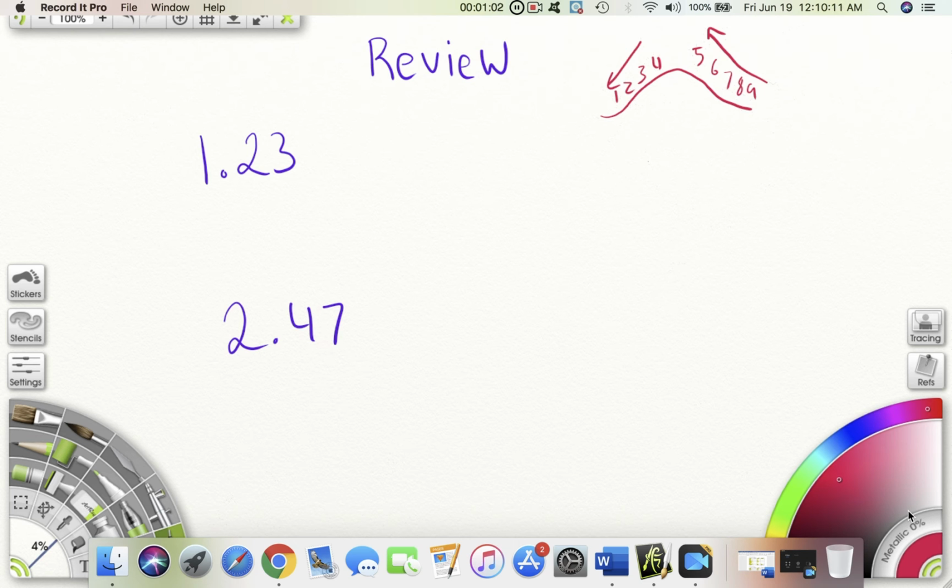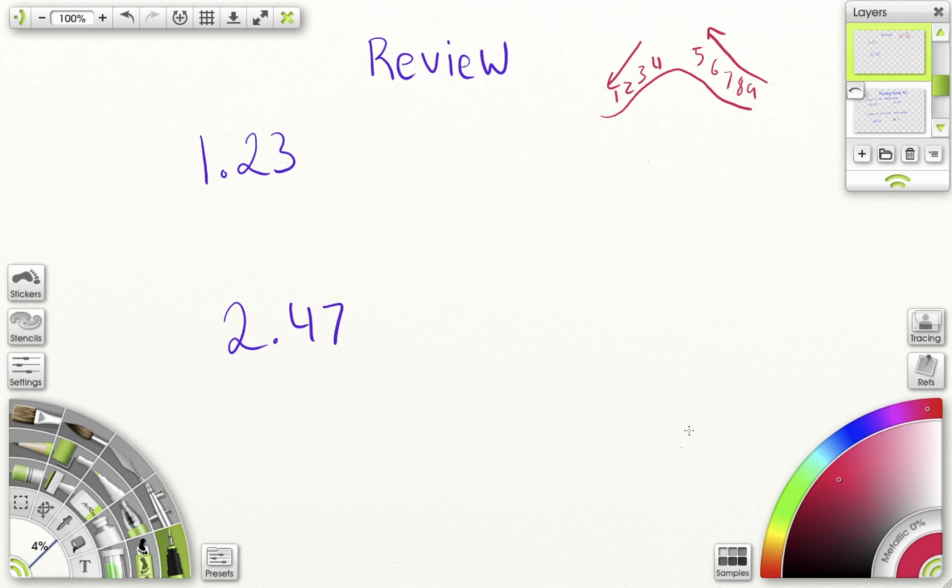And let's jump into our math for today. So we're continuing on with rounding today. We're going to dive a little bit deeper into rounding whole numbers, but for now, we're going to just do our review. So review of these numbers right here, I have 1.23.